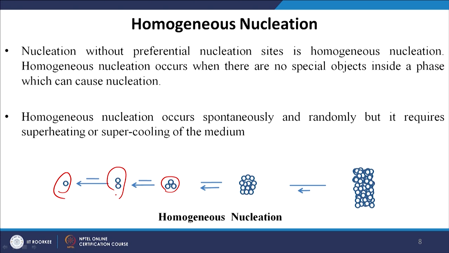No. The second circle has grown on the top of the first circle, but the third circle has grown just below this. And when we come to the fourth picture, this has grown randomly, and this growth is also spontaneous. Finally, if everything grows in a very random fashion, grows like this, then you call it a homogeneous nucleation.